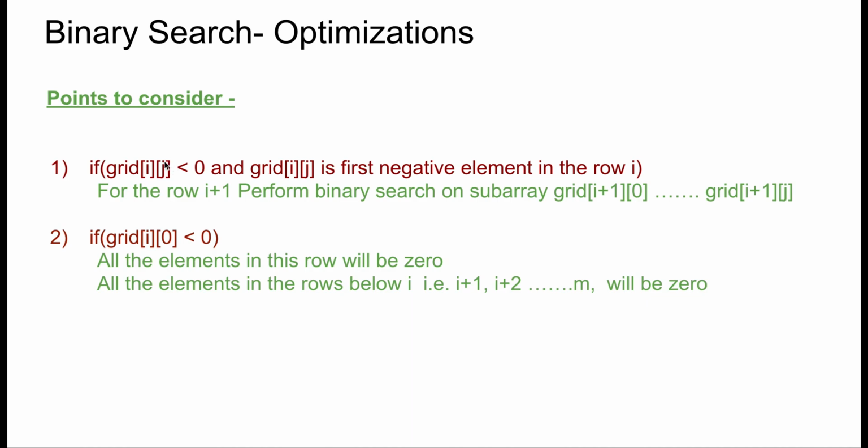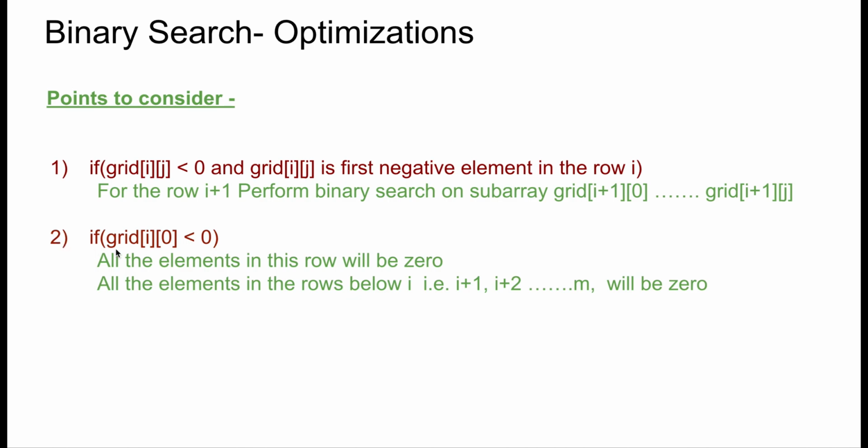If the first negative element in a row is at index j, then in the next row, we should not consider the entire row for binary search. We should only consider the subarray starting at column index 0 and ending at column index j.